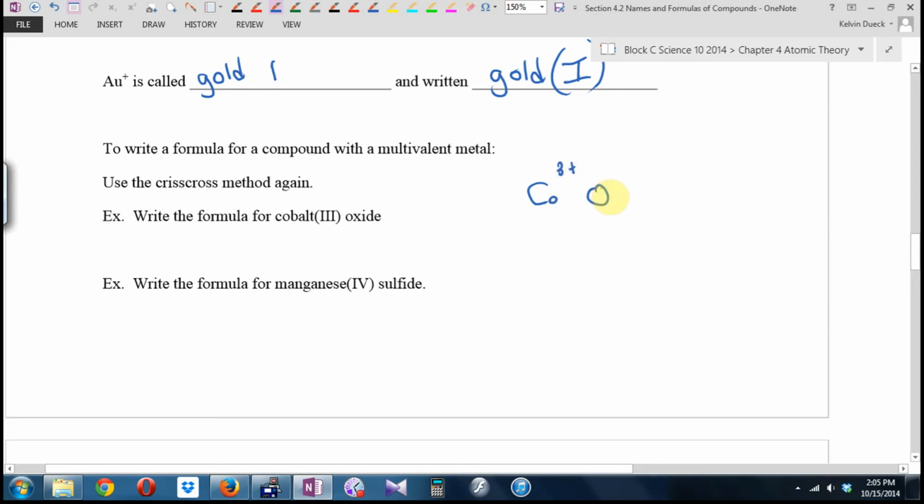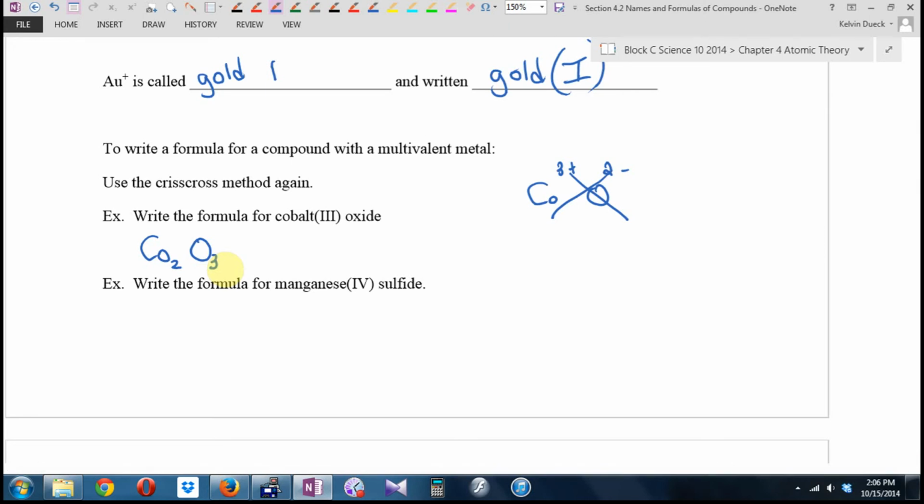Oxygen. What's the charge on oxygen? Criss-cross. What's the formula for cobalt-3 oxide? Co2O3. Co2 almost looks like carbon dioxide, but that's a different formula. So I find going from name to formula not as bad. I find going from formula to name a little trickier, especially for multivalence.